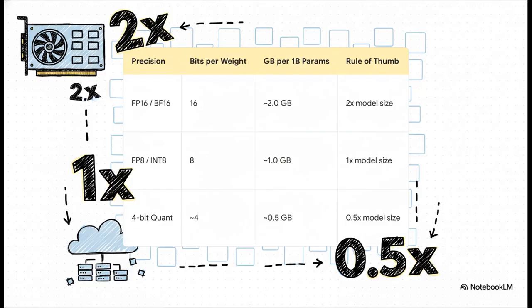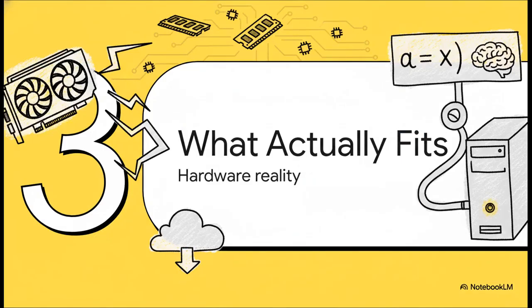Now, here's where it gets really practical. That formula breaks down into some super easy rules of thumb. For a standard FP16 model, you're using 16 bits per weight, so you need about 2 gigs of VRAM for every billion parameters. For 8-bit, it's a clean 1-to-1 ratio. 1 gig per billion params. And for a typical 4-bit quantization, you need half a gig per billion. Seriously, if you remember nothing else, just burn this into your brain. 2x, 1x, and 0.5x.